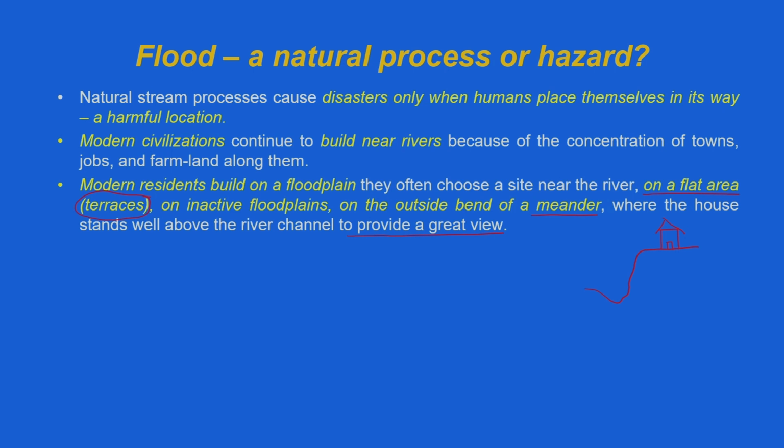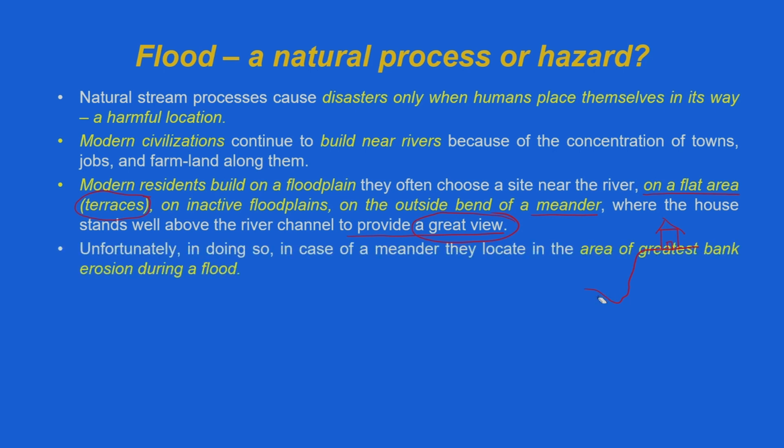Even in residential areas, we try to build on the flat areas close to the river bank, because we get a greater view. This is a common desire everybody has. Unfortunately, in doing so, in the case of a meander, they locate in the area of greatest bank erosion during a flood. Now, why these meandering channels?